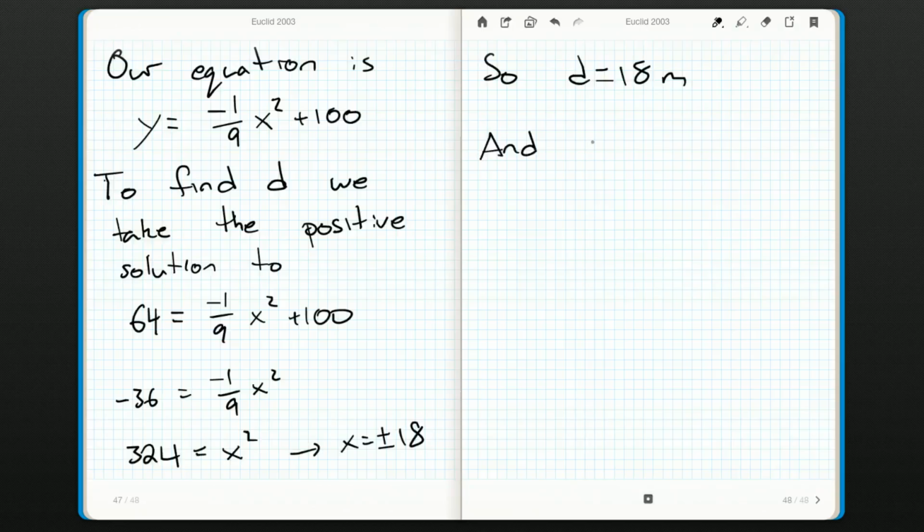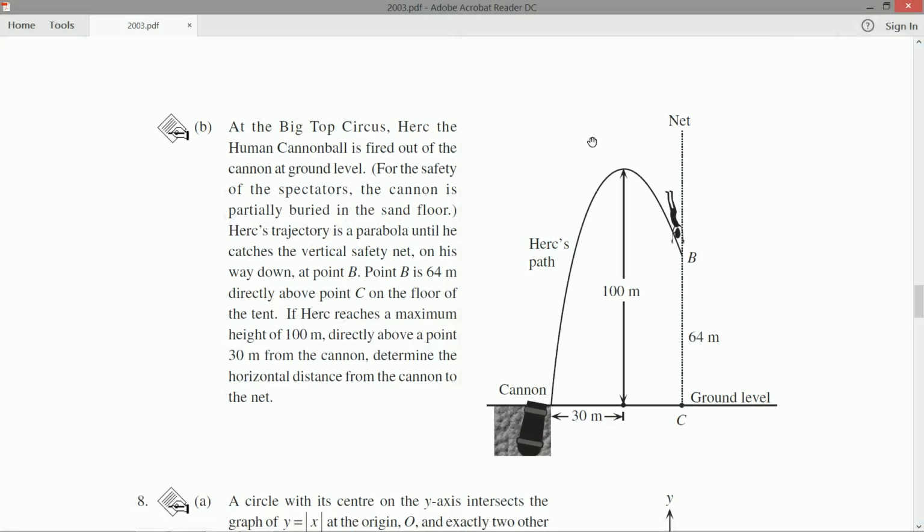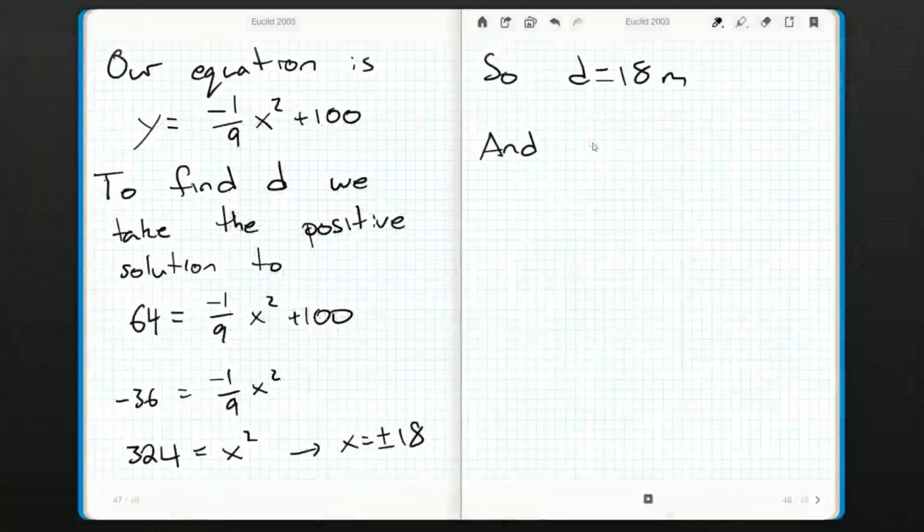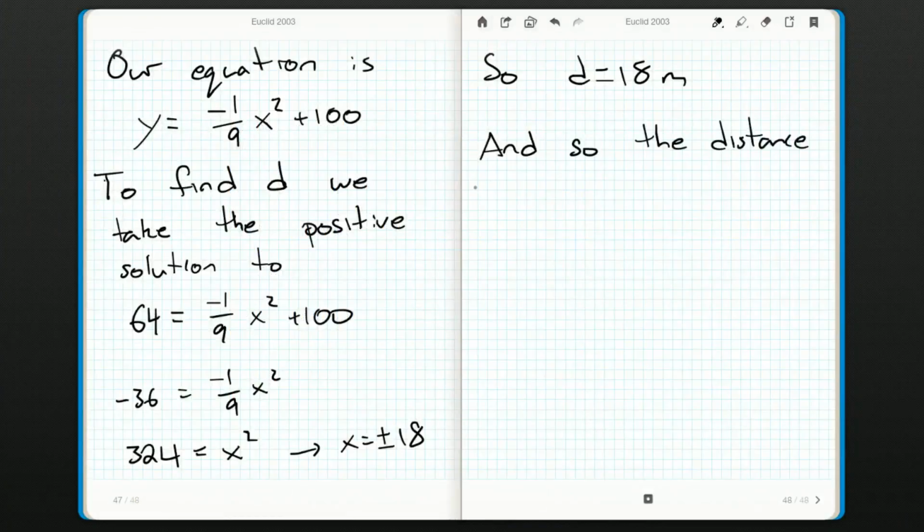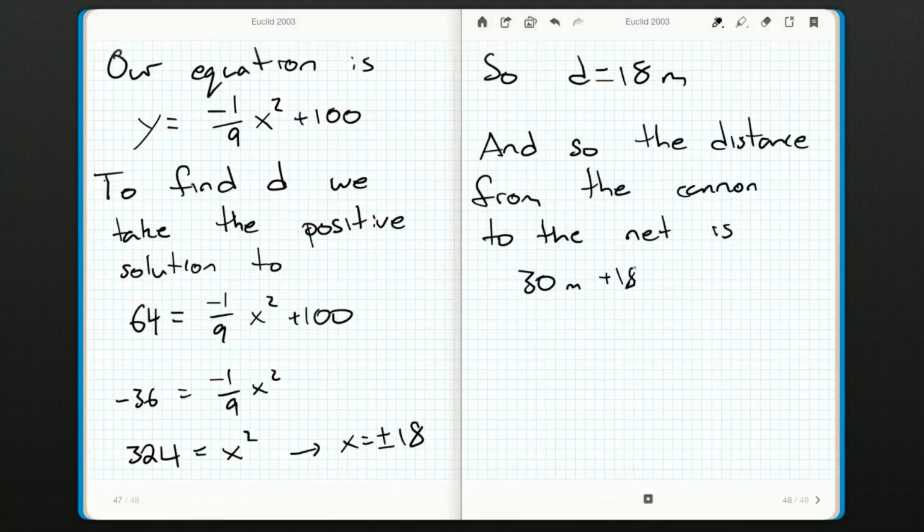And let's just double check. We did want the horizontal distance from the cannon to the net. So the distance from the cannon to the net is 30 meters plus 18 meters, and that's 48 meters. And we're all done.